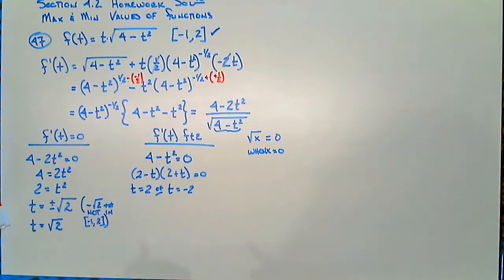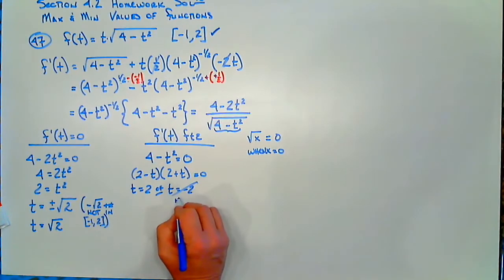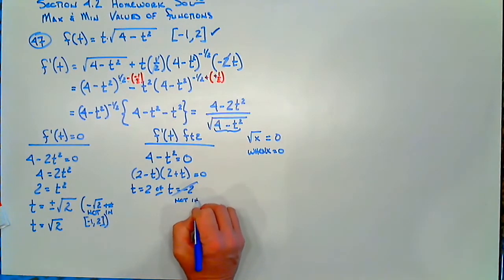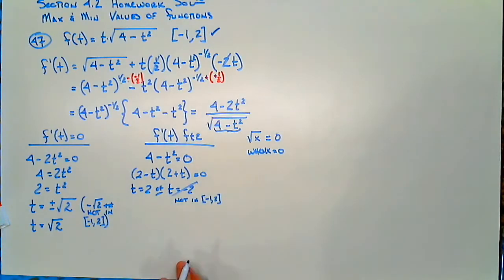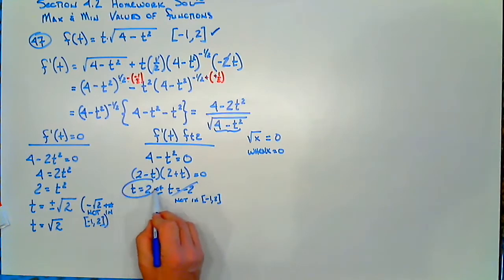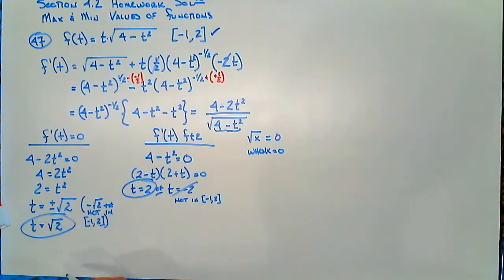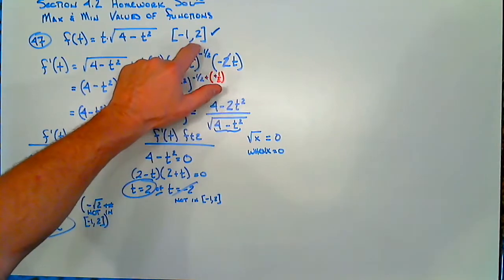Now, again, negative 2 is not in our interval, so we eliminate that. Now that we've found our critical numbers, right? Our critical numbers are t equals 2 and t equals the root of 2. 2 is still in our interval. The interval's closed at 2.